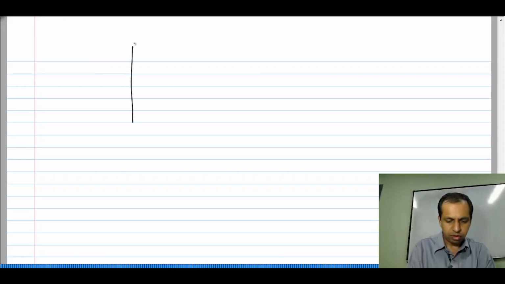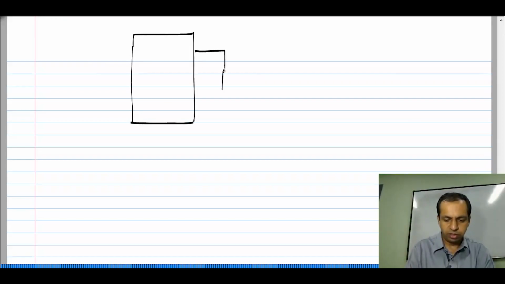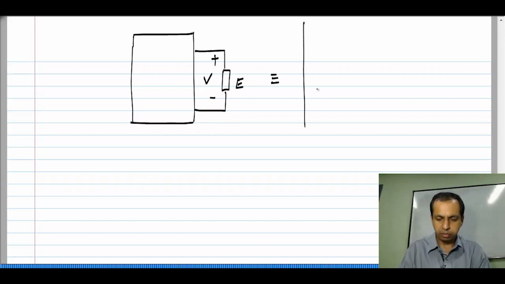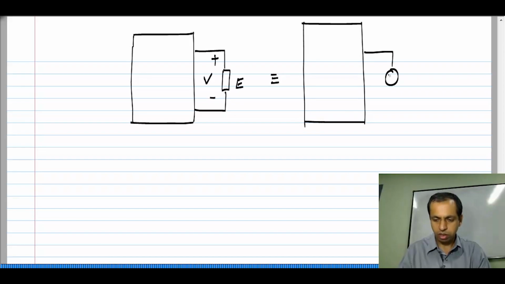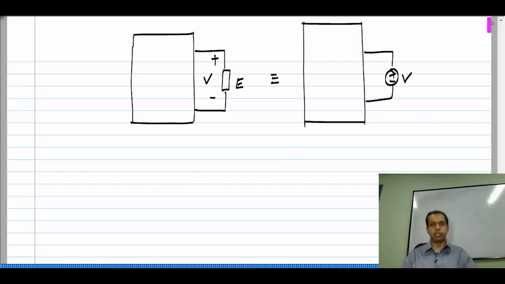So, the statement of this idea is another variant of the substitution theorem. If I have a circuit with an element E which has a voltage V across it, the element E can be substituted by a voltage source of value V. Okay. And if you make this change, no branch voltage or current in the circuit will change. In other words, the circuit will not be changed at all. Okay.